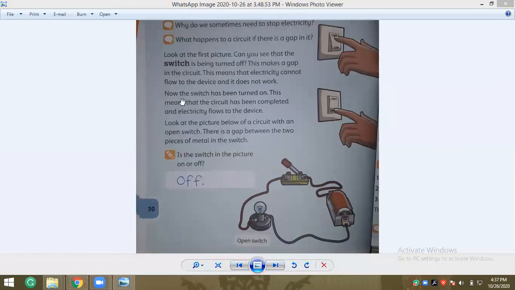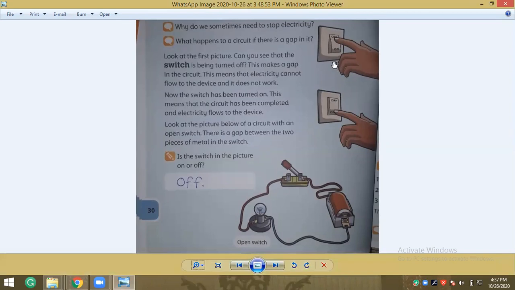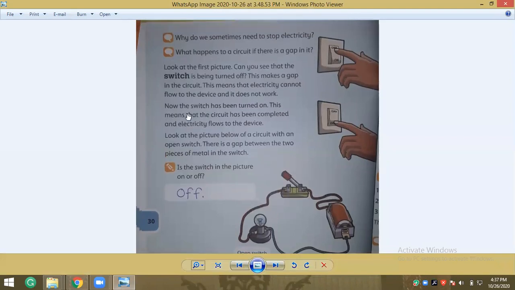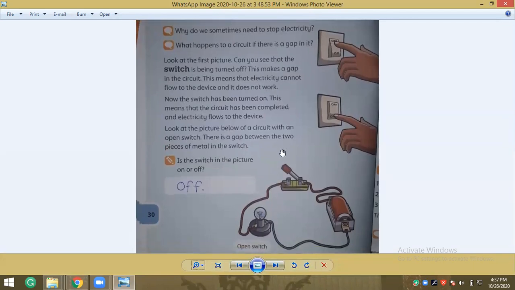Okay, Abdurrahman, welcome. So here you can see when you switch it off, page 30, please. When you switch it off, there is a gap between the particles of a circuit. This means electricity cannot flow to the device and it does not work. If electricity is coming from here, and here, and here, but from here it stopped, right? Electricity wants the whole circuit to flow.